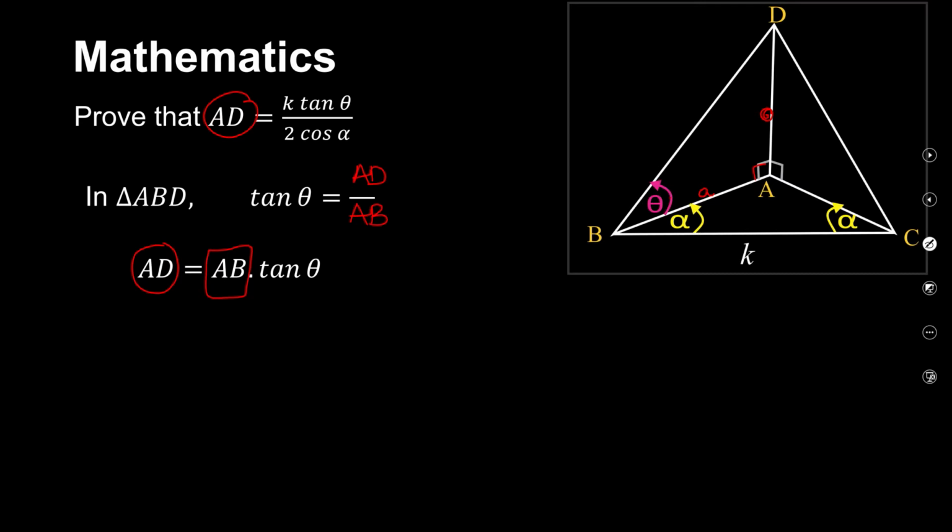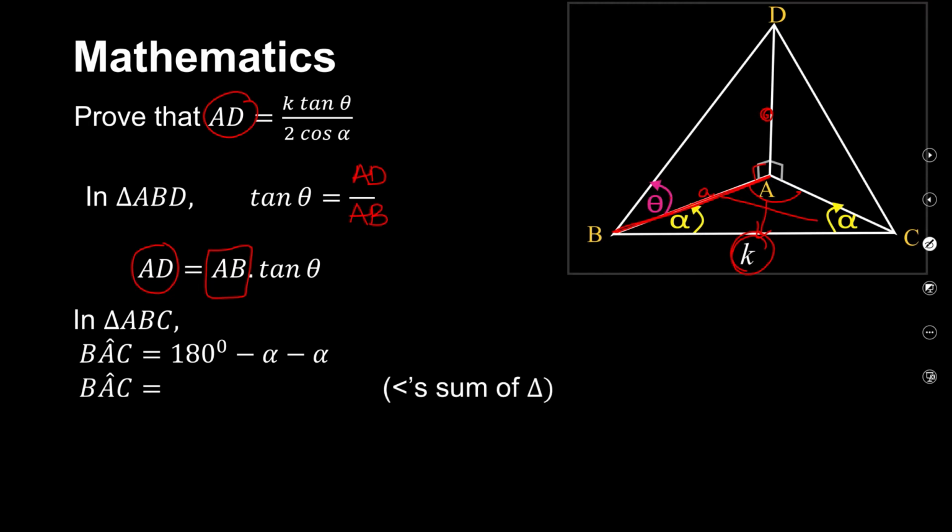So again, remember when we came to this triangle, we said AB belongs to this triangle here, and we've got the opposite side. And remember we said we can find another matching pair, another full pair. So let's do that. In triangle ABC, we have BAC is equal to 180 minus alpha, and so BAC is equal to 180 degrees minus 2 alpha.